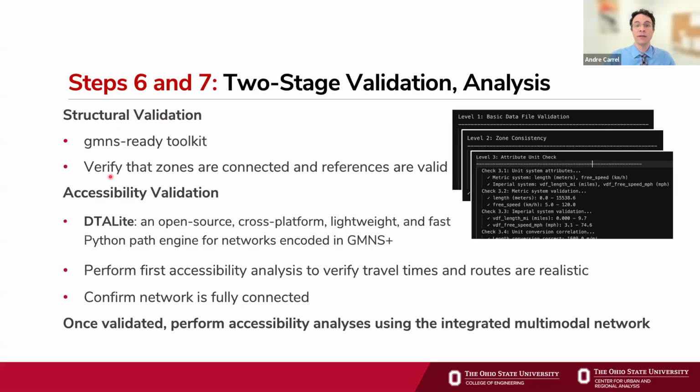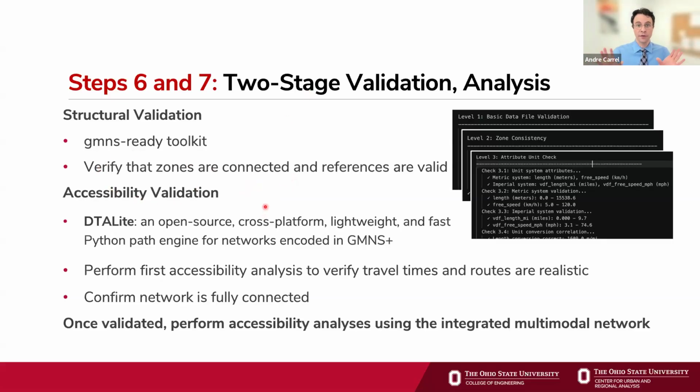It's called the GMNS ready toolkit, which runs a set of analyses, it's 3 levels here, screenshots on the right, to verify that all the zones are connected, all the references are valid, the links properly connect to the nodes, etc. Now, beyond that, this is not checking the parts that the user, with their expertise, will have to judge, whether they're realistic or not. So then we move on to the accessibility validation, the second stage.